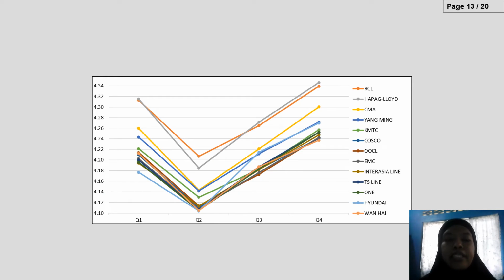Based on the graph, you can see the highest and lowest by the carrier, separated by quarter 1, quarter 2, quarter 3, and quarter 4. In quarter 1, the highest is Hyperlock and the lowest is Hyundai. For quarter 2, the highest is RCL and the lowest is ONE High. For quarter 3, the highest is Hyperlock and the lowest is OOCL. For quarter 4, the highest is Hyperlock and the lowest is ONE High.